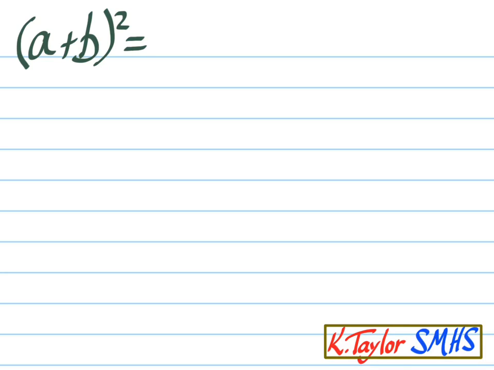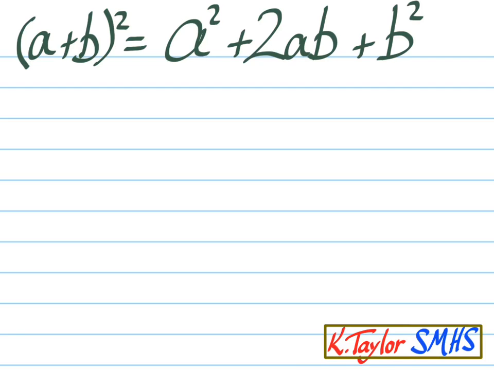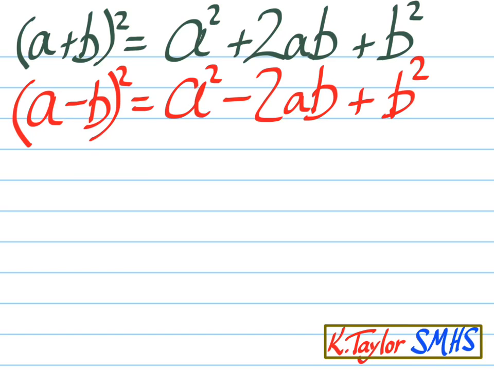When you have a plus b squared, that always equals a squared plus 2ab plus b squared. All right, it always equals that. If you had a minus b squared, well, that's just a squared minus 2ab plus b squared.